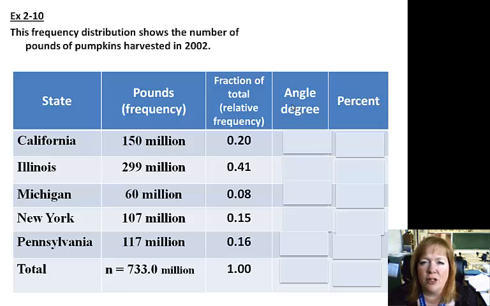Now, the thing that you may not remember from geometry is to find the angle total. So if you think about how many degrees there are in a circle, there's 360 degrees in a circle. You're taking a fraction of that circle.